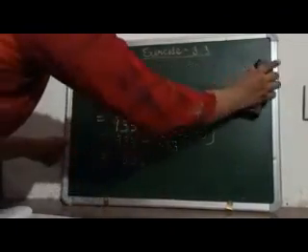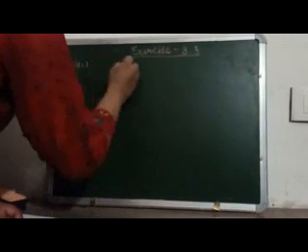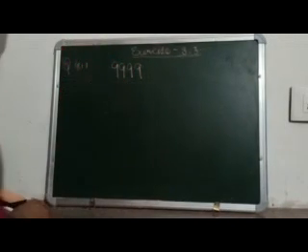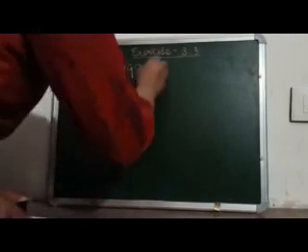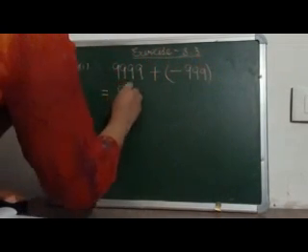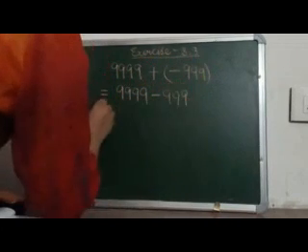Next, fourth question. First part. What is the sum of the largest 4-digit positive integer? So the largest 4-digit positive integer is 9999, and the smallest 3-digit negative integer. So the smallest 3-digit negative integer will be minus 999. Now here plus and minus will give us minus.